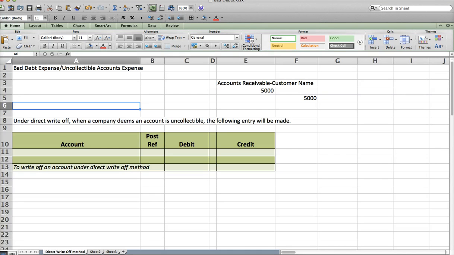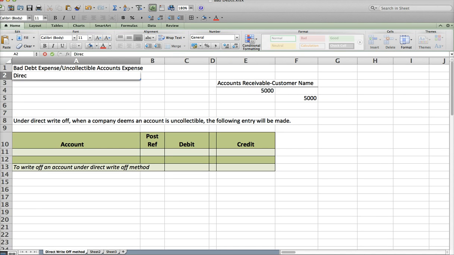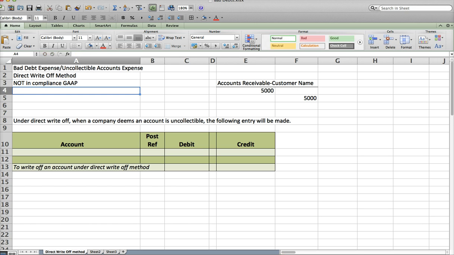The first method we're going to do is called the direct write-off method. This method is usually easier for students. It's more straightforward. However, it is not in compliance with GAAP. Recall that GAAP is generally accepted accounting principles, and that all companies that are publicly traded must be in compliance with GAAP. They must follow the GAAP rules. However, there are lots of companies that are not publicly traded that can choose other methods, and so those are the companies that may choose the direct write-off method.